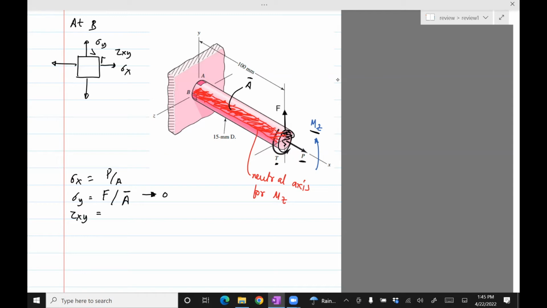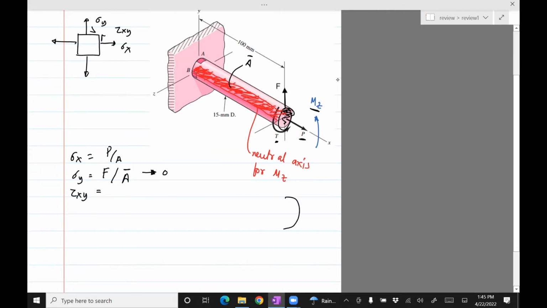So tau xy will be, again, let's cycle through this. P doesn't contribute, MZ doesn't contribute. P doesn't contribute because it's an axial force. MZ doesn't contribute because it doesn't lead to shear stress. But F and T would contribute. In fact, for T, if you draw the cross section, the T is acting this way, as you can see.